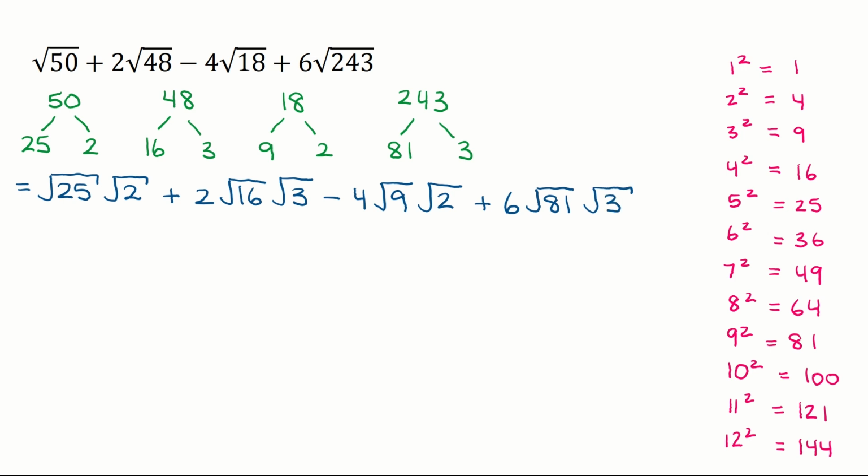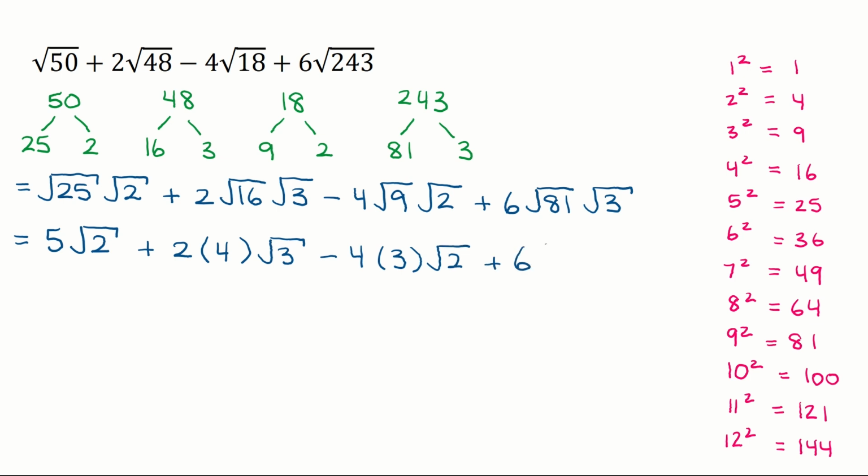The next thing we can do is take the square root of all of our perfect squares. So 25 will just change into a 5. 16 will change into a 4. 9 will change into a 3. And 81 will change into a 9.